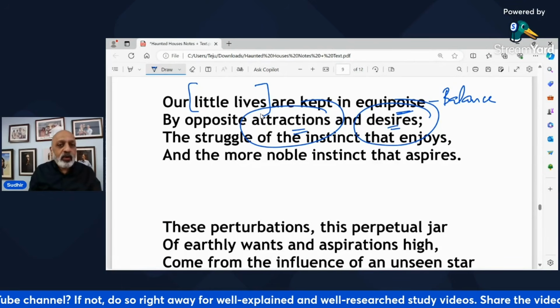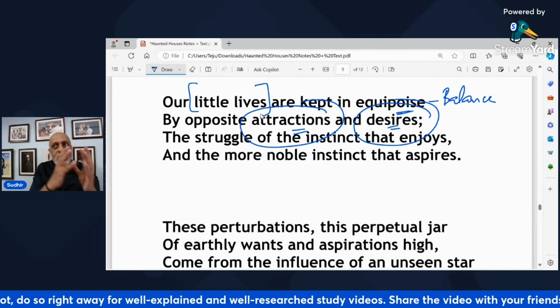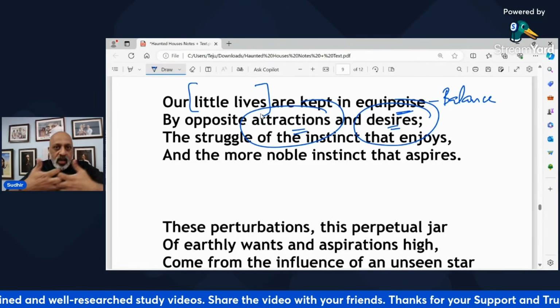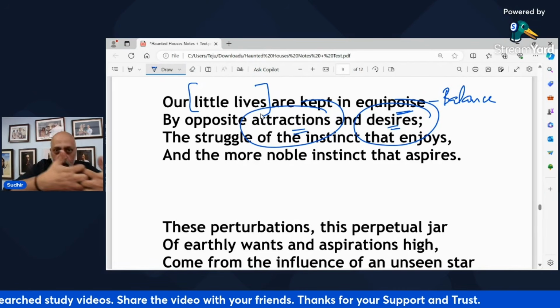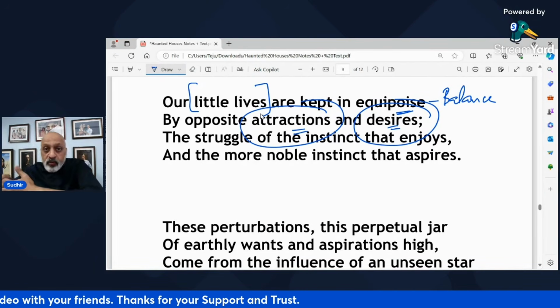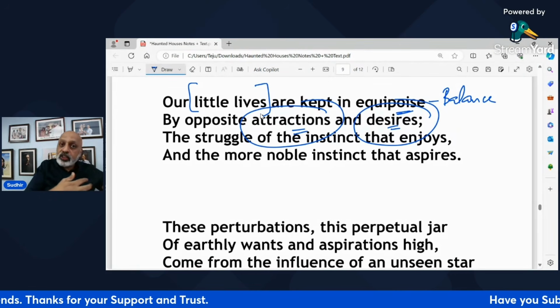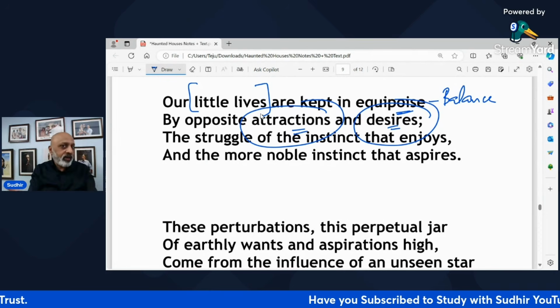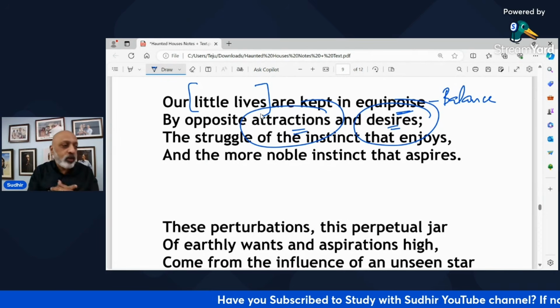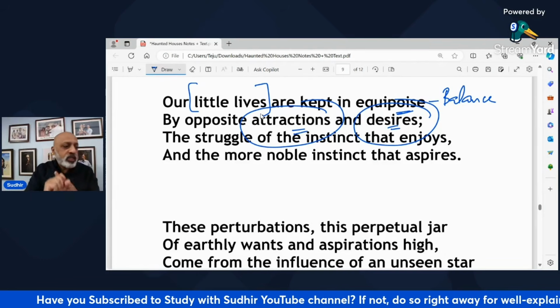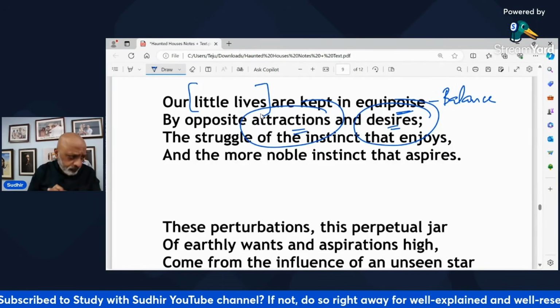So basically, this stanza is conveying that human life is a pull between desires and attractions. Which side you go, whether you get pulled by desires, which will take you into something more meaningful in life, or you get pulled by the attractions, which will only take you down and only waste your time. And I'm sure all of you can relate to something like this. So it is two opposite kinds of forces.